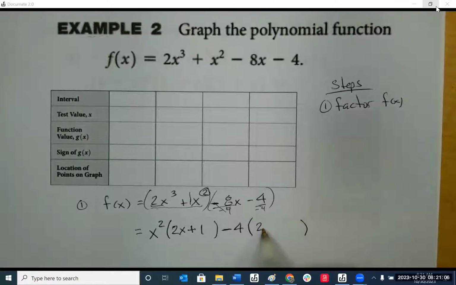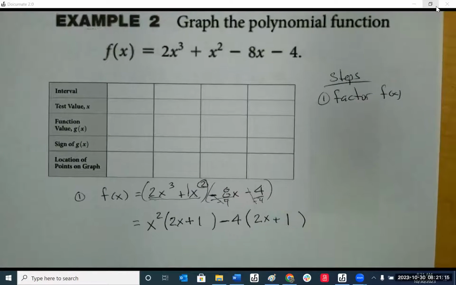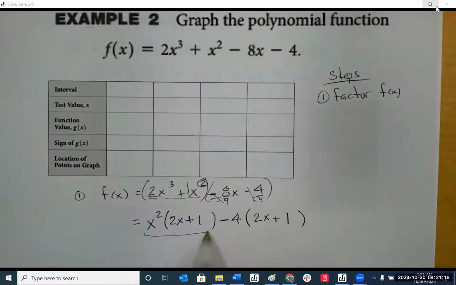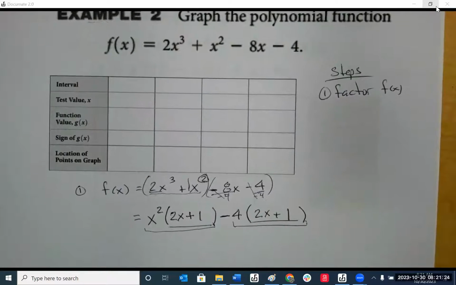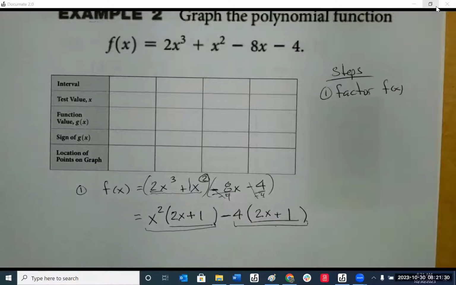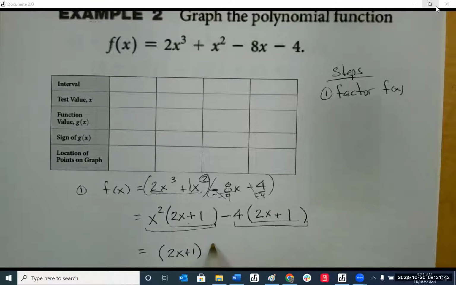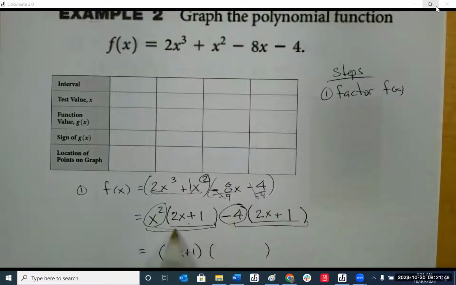8 divided by 4 is 2x. Negatives cancel, so we have plus 4 divided by 4 is 1. And that's exactly what we want to see. We only have 2 terms, and they both have the same numbers in the parentheses. When we do grouping, if you don't have that at this point, you're done. You can't use grouping. You have to use another method, which we'll do in section 4. Since we have 2 terms and they both have the 2x plus 1 in common, I factor that out. What goes in the second parenthesis are the coefficients.